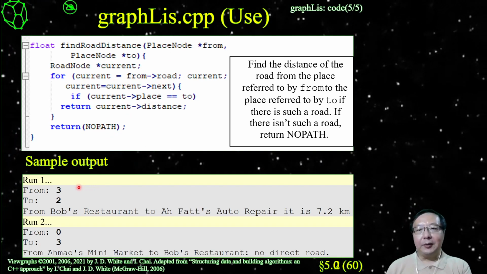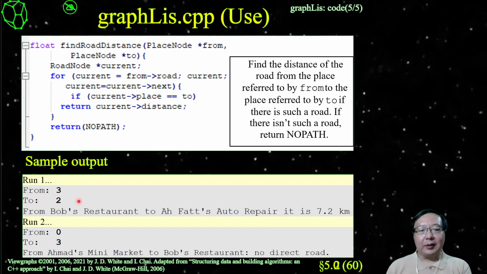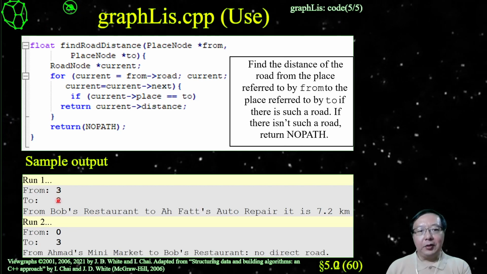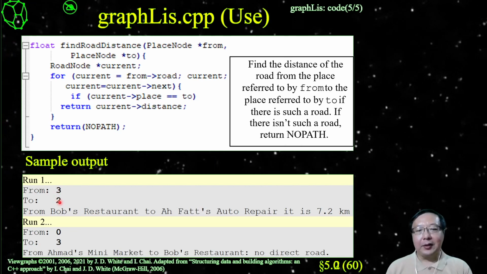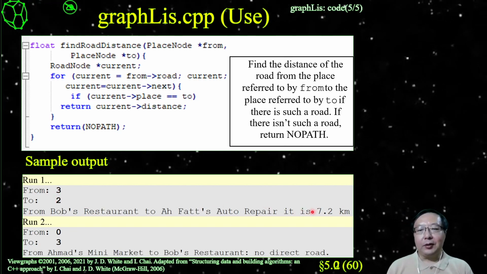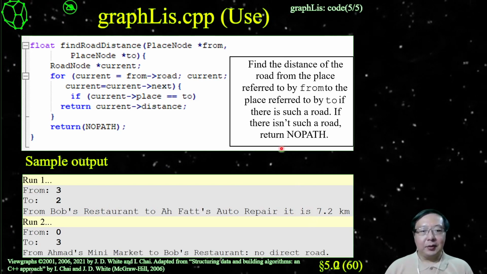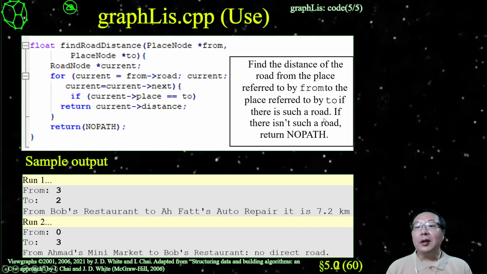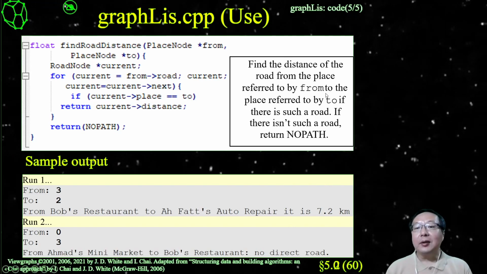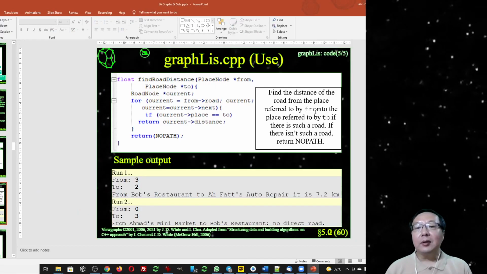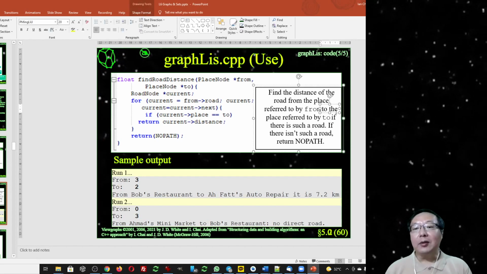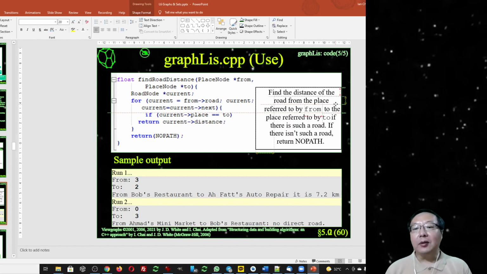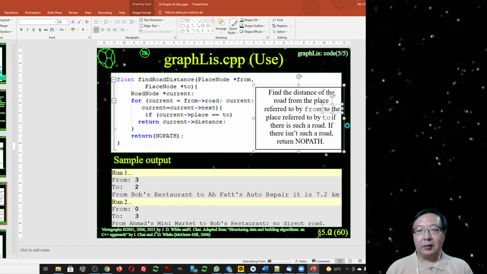So when you run it, it looks just like this. From 3 to 2, which is from Bob's restaurant to Arfat's auto repair, it looks it up, it's 7.2 kilometers. From 0 to 3, Ahmad Mini Market to Bob's restaurant, there's no direct road. It looks like I left out a space here, so I'm just going to add the space.